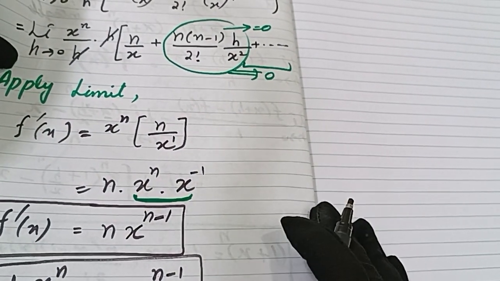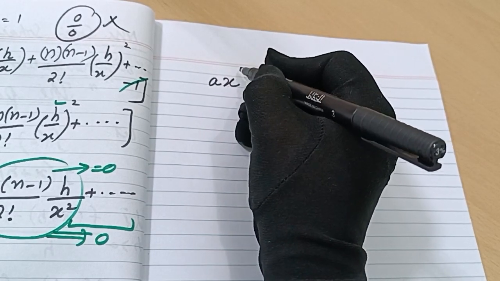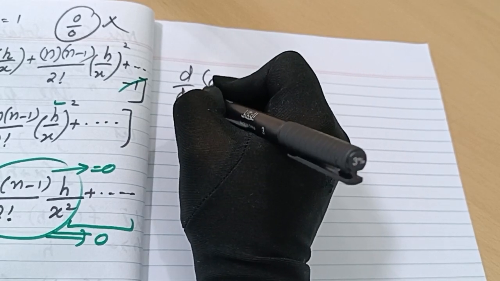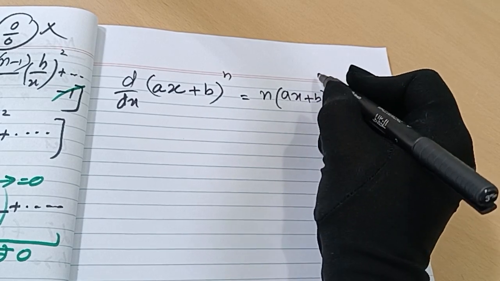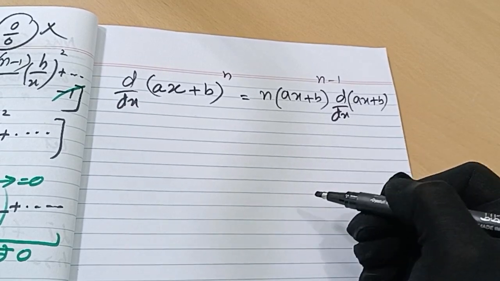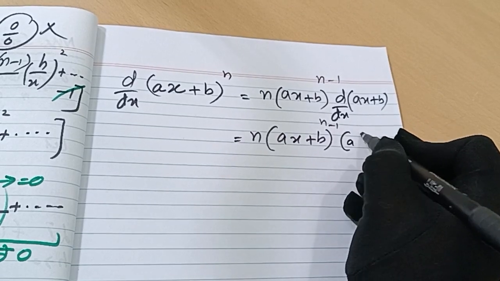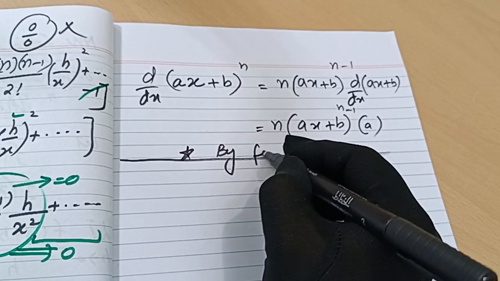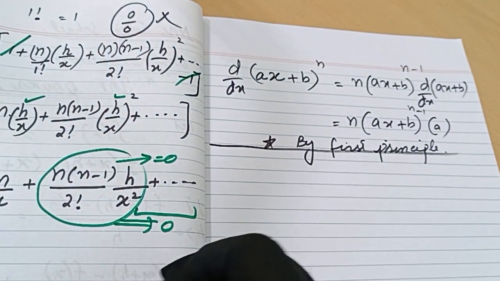The same can be applied if x has some constant, (ax plus b) whole power n. You can prove its derivative exactly in the same way: the power is written at the start, the power of (ax plus b) is decreased by 1, and the derivative of the function follows, which gives n times (ax plus b) whole power n minus 1 times a. This will be the answer, but you have to do it by the first principle. Make a practice of solving this question exactly in the same way.